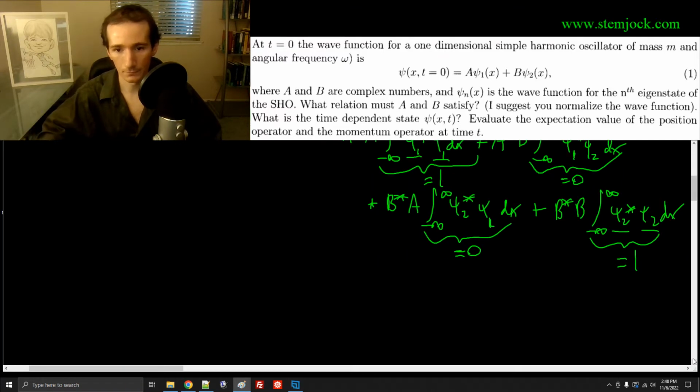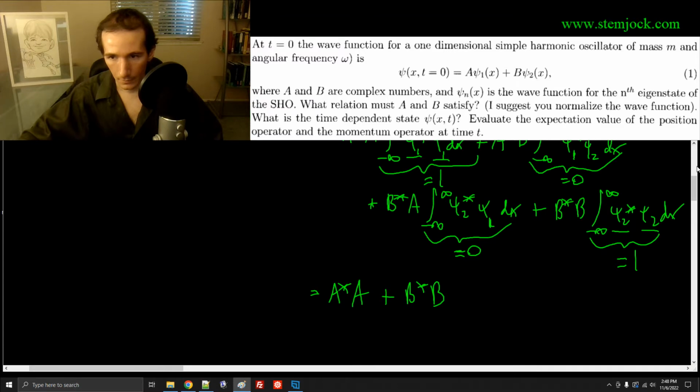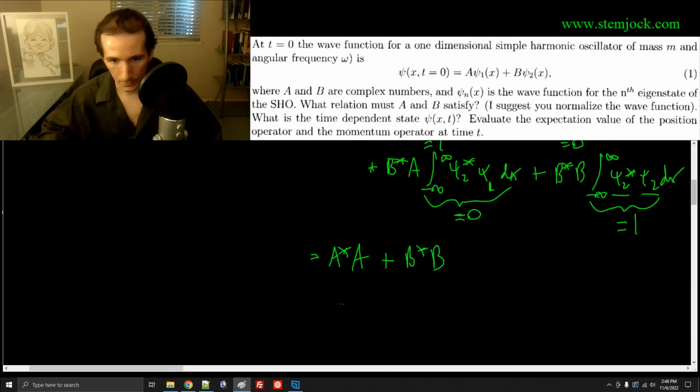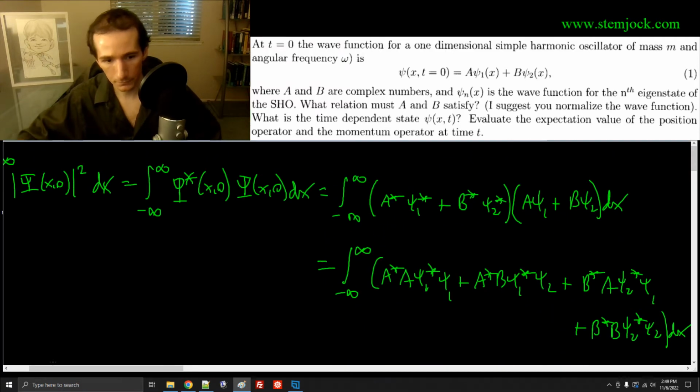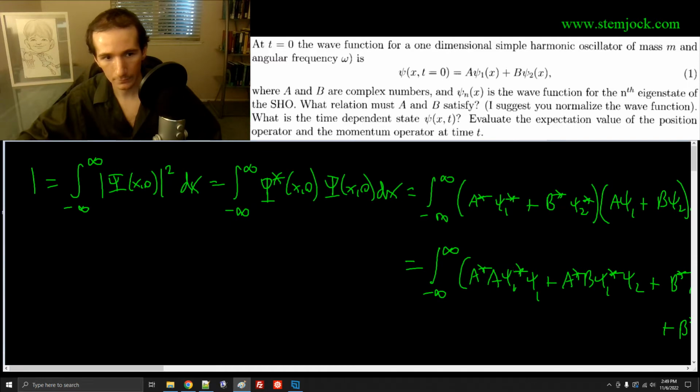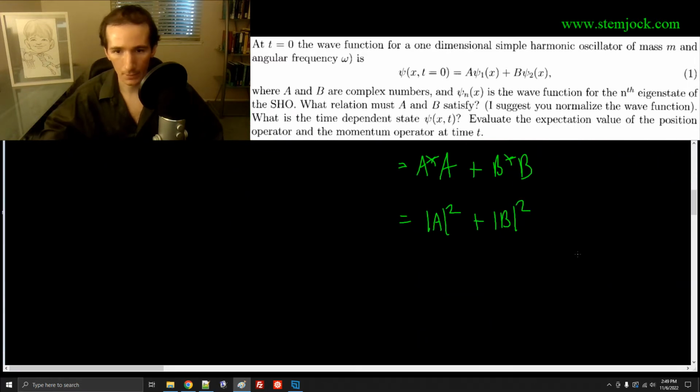So what we're left with then is a star a plus b star b. This can be simplified using the modulus squared. And if you remember, this is equal to 1. So this is our relation involving a and b.